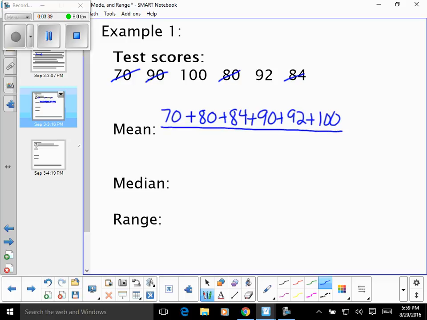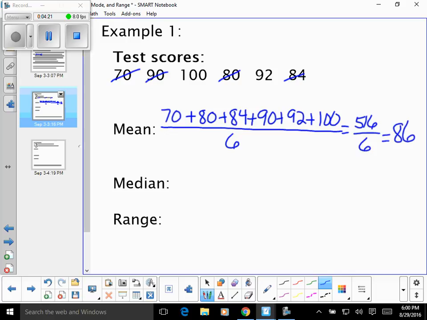We are going to divide by the number of data items, and in this particular instance, we have 6. This is where you use the calculator to add up 70 plus 80 plus 84 plus 90 plus 92 plus 100. When you do that, you are going to get 516, and we are still going to divide by 6. When we do that, we get 86. It turns out to be a whole number this time. Otherwise, you're going to have to round off to probably the nearest tenth.